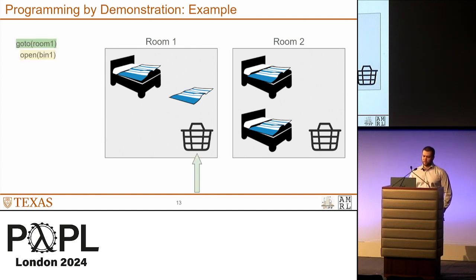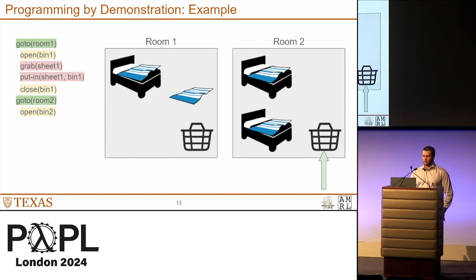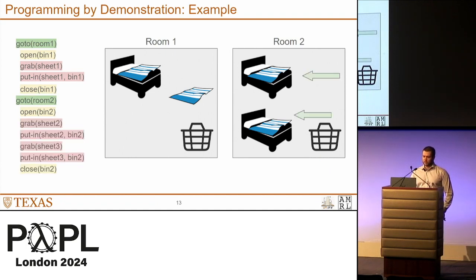First, they go to the room and open the bin. Then they go to the first bed with the sheet and take the sheet and put it in the bin. Then they close the bin before going to the next room. Similarly, in the next room, they go to the bin and open it. They go to both beds and grab both of the sheets and put them in the bin and close it before leaving.